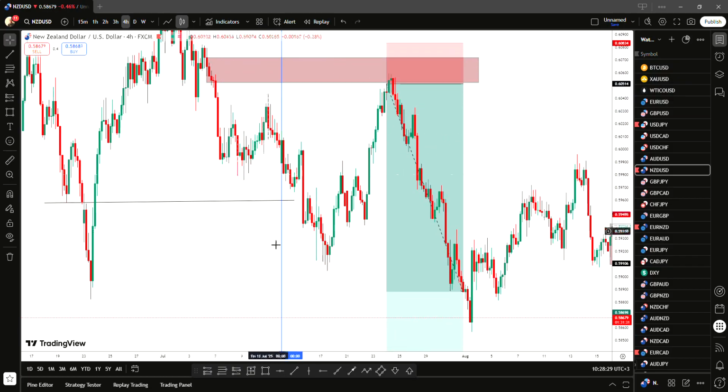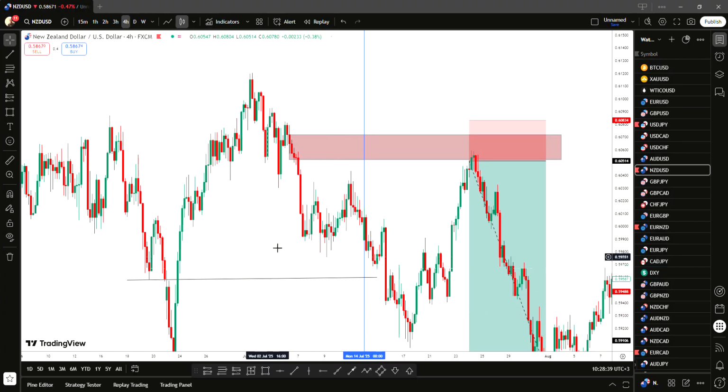Price came and immediately started retracing, tapped into the zone, and look at the drop, guys. Look at the drop. Remember, on the 4-hour it is very clean. A drop, a base, a drop, leaving here a clear supply zone with liquidity to be swept. Then price came back and tapped in.